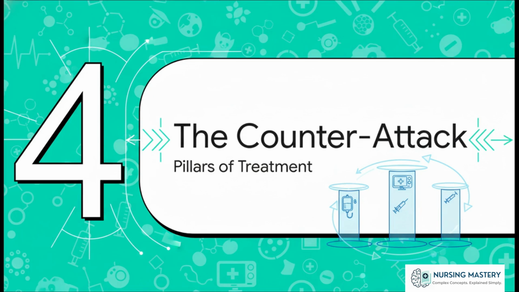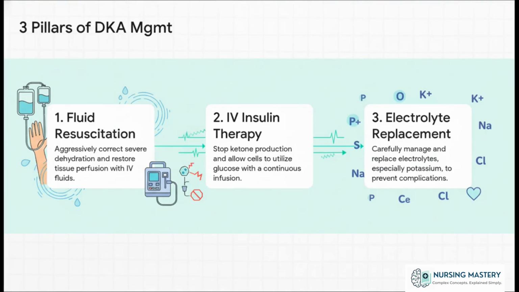As soon as DKA is confirmed, it's go time. We launch the counterattack. The management is aggressive, it's fast, and it's built around 3 pillars of treatment that we do all at the same time. Those 3 pillars are fluids, insulin, and electrolytes. First, we hit them hard with fluid resuscitation, usually isotonic saline, to fix that severe dehydration and get blood flowing to the tissues again. Second, we start a continuous IV insulin drip.